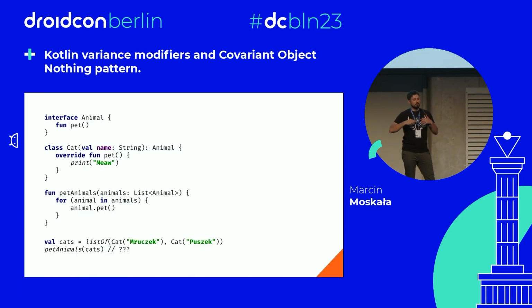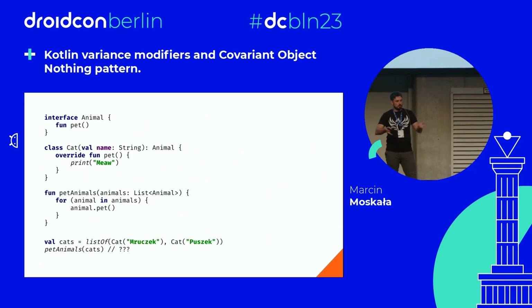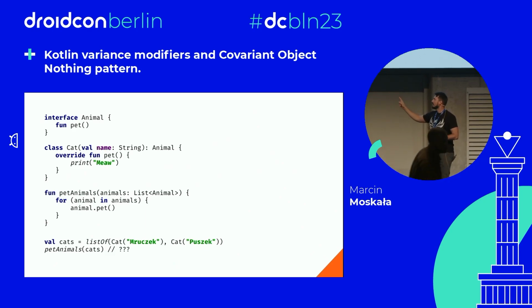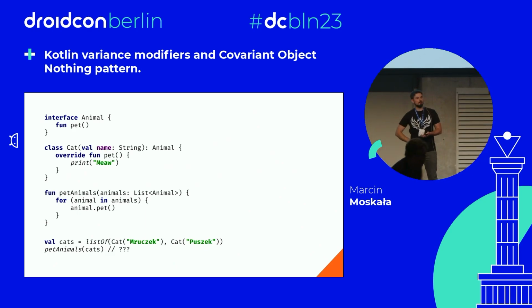Consider that you have animals, and among those animals, you have cats. So you made a function to pet all your animals when you are coming back home. Apparently, you came back home, and you can only see cats. So you have a list of cats. So the question is, can I use a list of cats where a list of animals is expected? Can I?